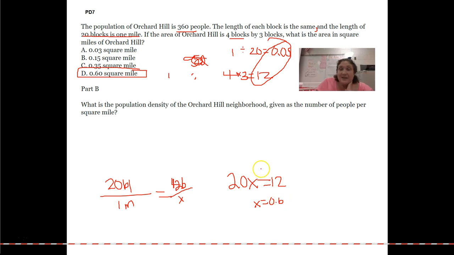What is the population density of the neighborhood given as the number of people per square mile? So now we're going to do population density, remember, is people over square mile. So we've got 360 people who live in 0.6 miles. So that's it, 360 divided by 0.6. That gives us 600 people per 1 mile is your answer. Yeah, and that's it. Yay, us.